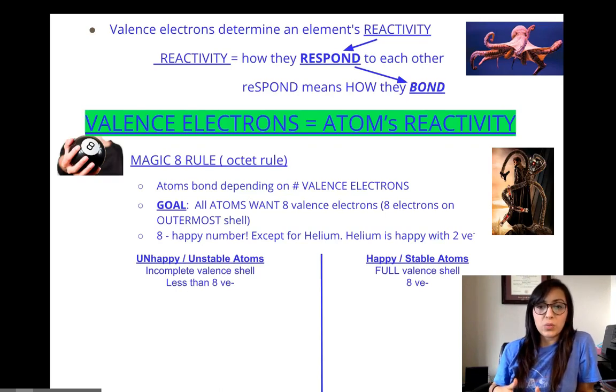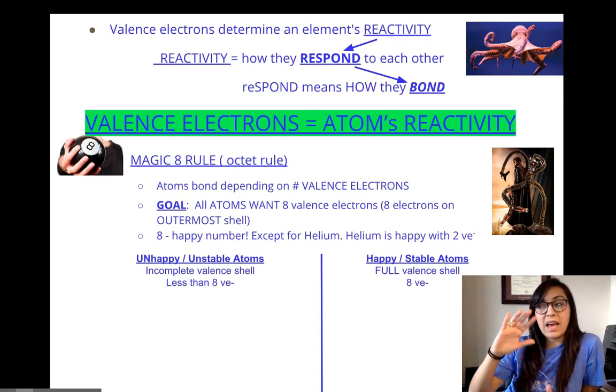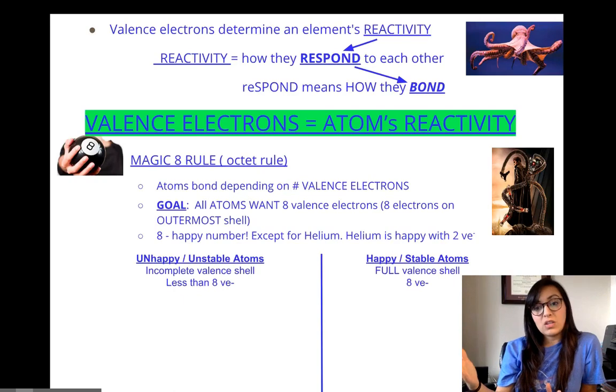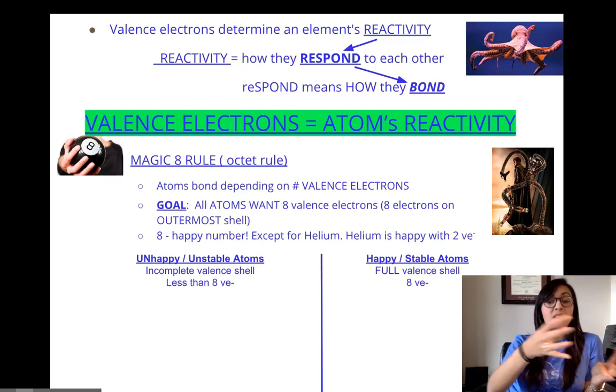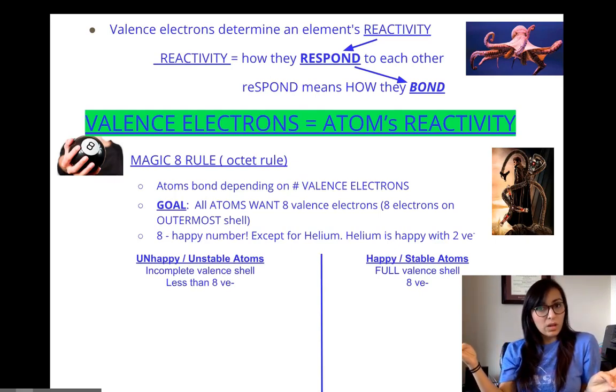This video is to help you with an atom's reactivity. The one thing you need to understand is that in order to determine how the atom is going to react, you need to know how many valence electrons it has. What I mean by react is that these atoms are going to respond to each other. They respond by either bonding or not bonding. That's what I mean by react. So are these atoms going to react or bond, or are they not going to bond?